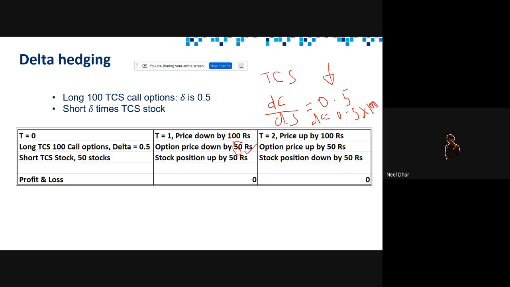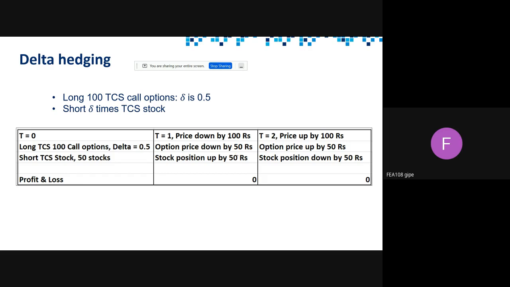Now, what is simpler to understand is that since you are short the TCS stock, half the stock position has actually gone up because it was a short position. Now, exactly the reverse happens on day two. It has gone down by 50 rupees because we've only sold half an option. Correct. That's right.